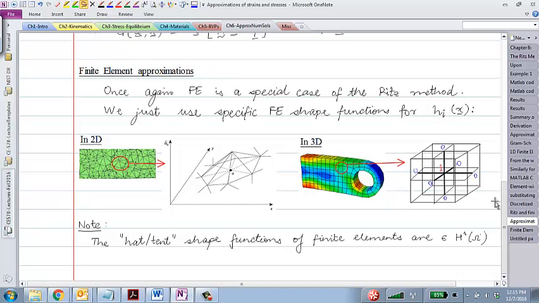All right. First question, are these hat and tent shape functions, specifically the tent shape functions, in H1? Well, we constructed them, so they better be in H1. But what's the reason? Why are they in H1? So where are the derivatives discontinuous? Let's talk about this tent shape function. Let's consider only 2 triangles here.